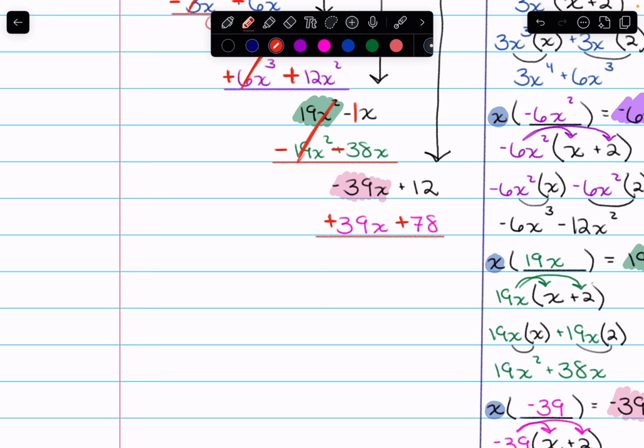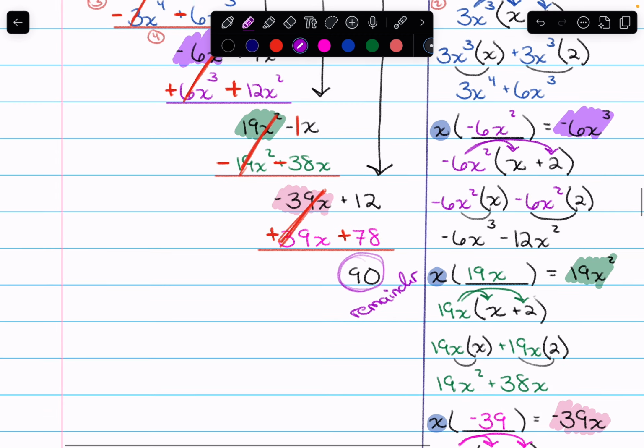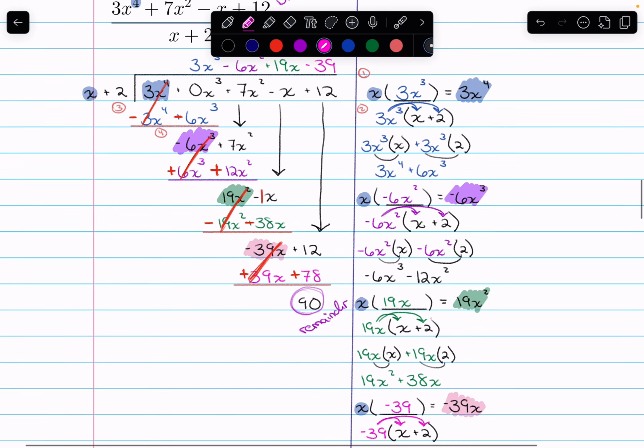Okay, and I have no more numbers to pull down. I pulled down my 12 last time. I have nothing else to pull down. So that means that this number left over, this is my remainder. So my final answer is going to look like this. Oh, I didn't put my minus 39 right here.